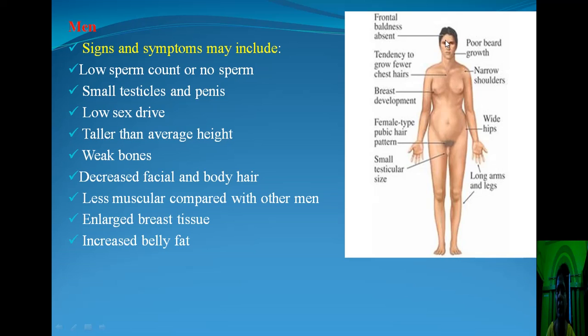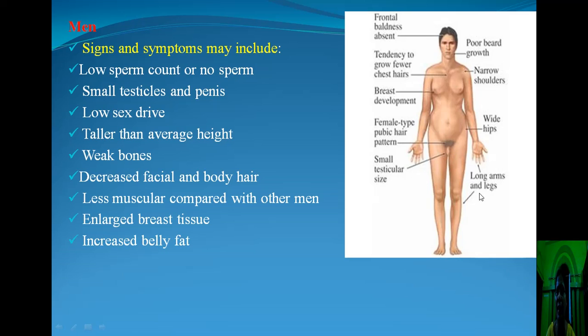This person is like the female. They have a tendency to grow fewer chest hair. They have generally less or no chest hair. The breast is developed slightly. The female type of pubic hair pattern is found. The testes and penis are smaller in size.